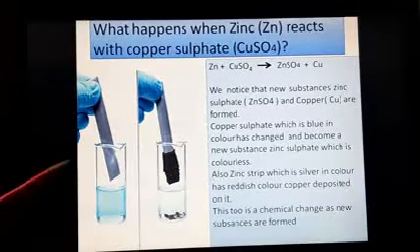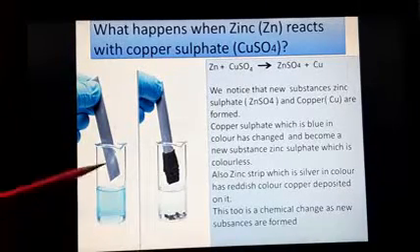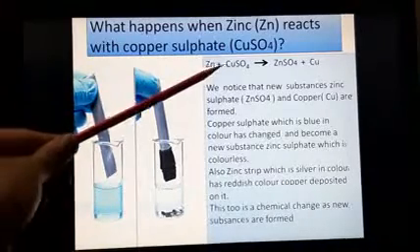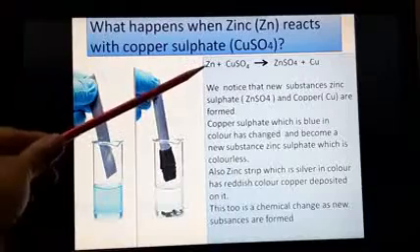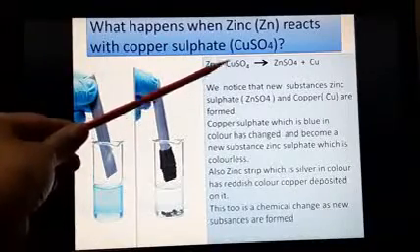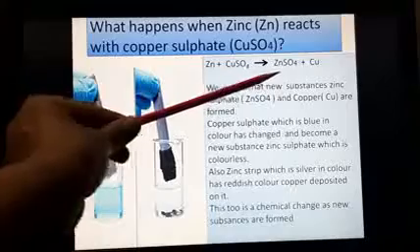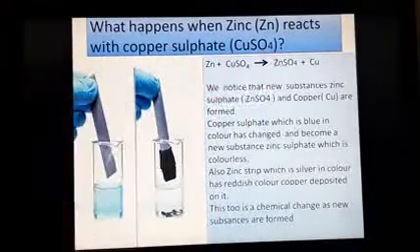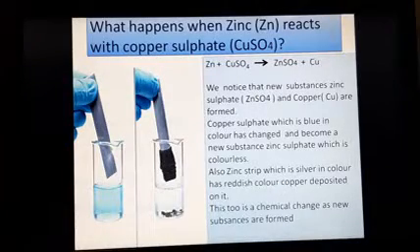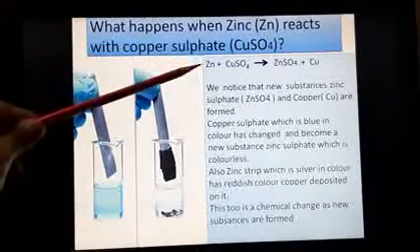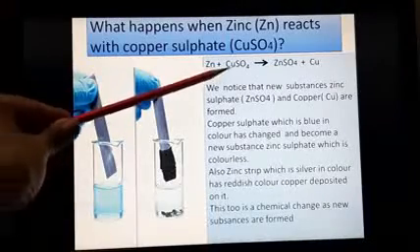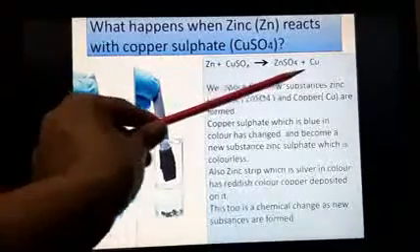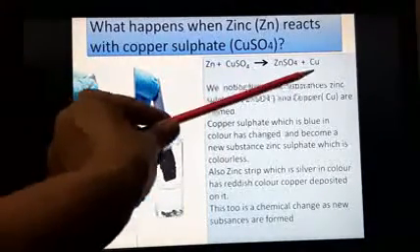Now why does that happen? It's because there is a chemical reaction taking place between the zinc and copper sulfate, and zinc being more reactive, it pushes the copper out and takes its place, and therefore new substances zinc sulfate and copper are formed. So again here, since new substances are formed, this is called a chemical change. The substances taken in the reaction, zinc and copper sulfate, are called the reactants, while the new substances formed, zinc sulfate and copper, are called the products.